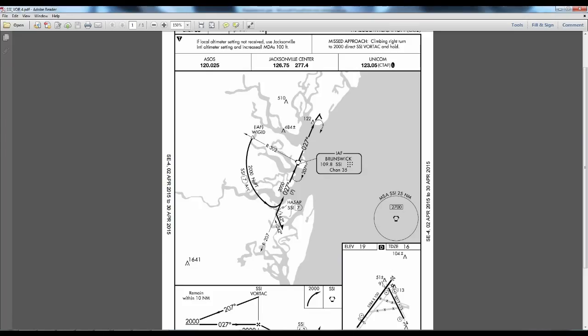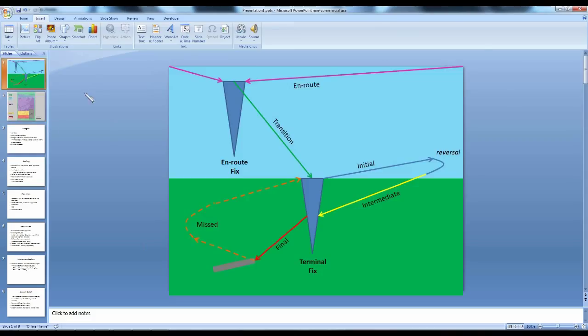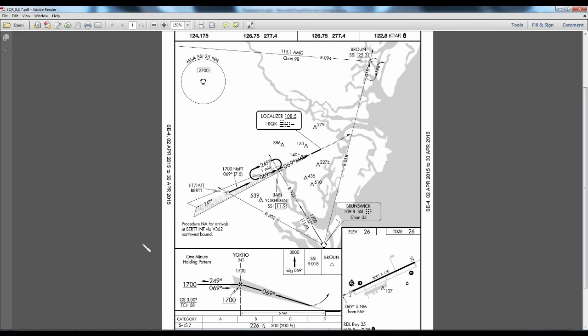All right, so that is the approach broken up into sections. So again, en route, transition, initial, course reversal, intermediate, final, missed, possible final again. So that is the approach broken down. So enough with PowerPoint. Let's read some approach charts.